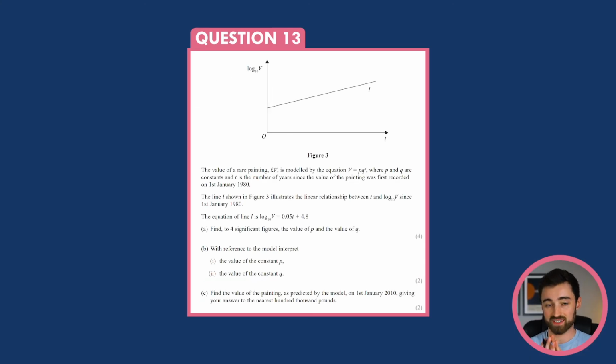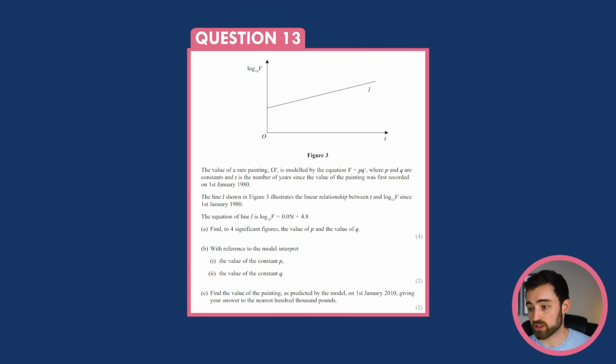Question 13 is an absolute classic. It's this log modelling that they just love to go over. So it says the value of a rare painting, V, is modelled by the equation V equals PQ to the T. So it's exponential, isn't it? Where P and Q are constants and T is the number of years since the value of the painting was first recorded on the 1st of January 1980.